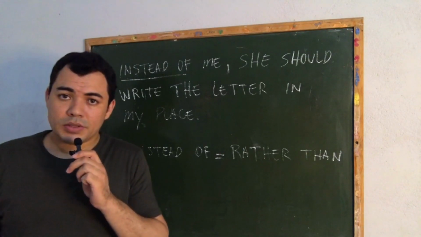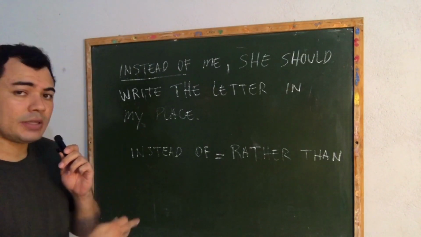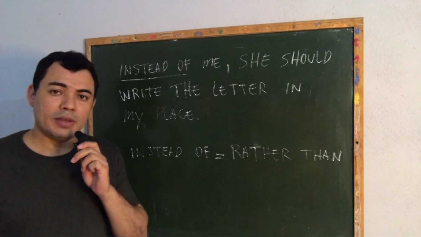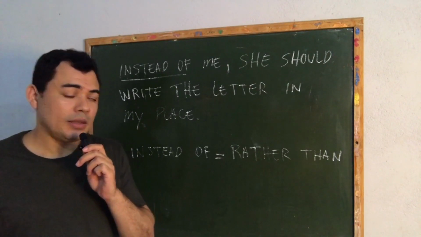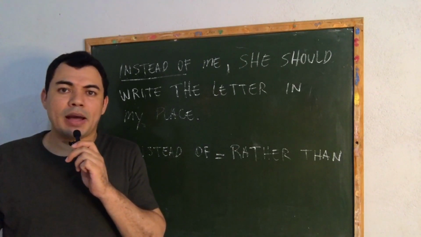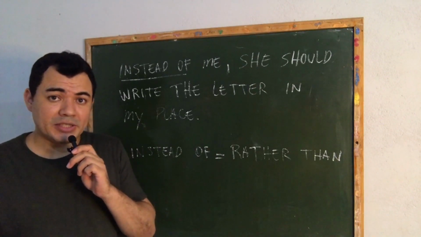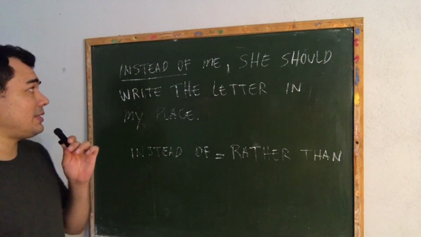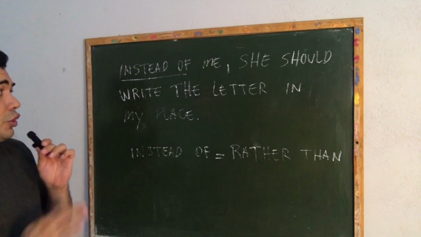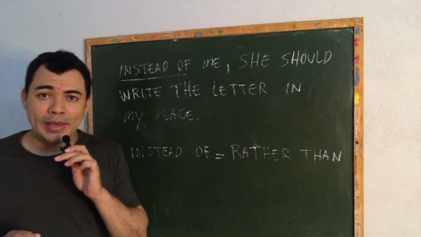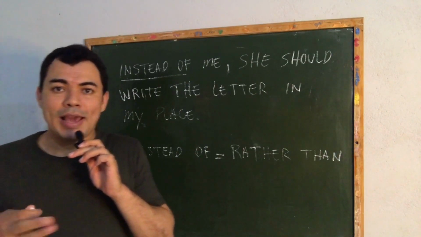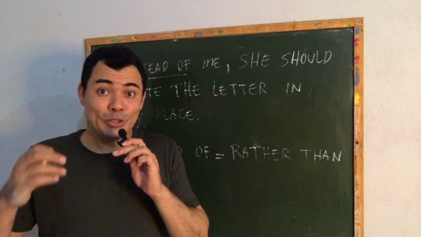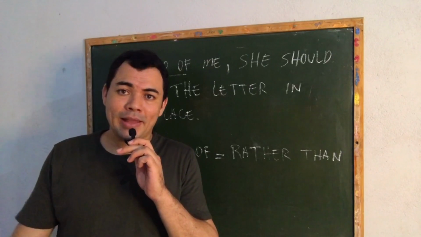All right, folks. So here we have some more important linking words. Instead of means rather than or in place of somebody or something. They're all the same. As an example, we can say instead of me, she should write the letter in my place. It means I wouldn't like to write that letter, so choose her to write that letter.